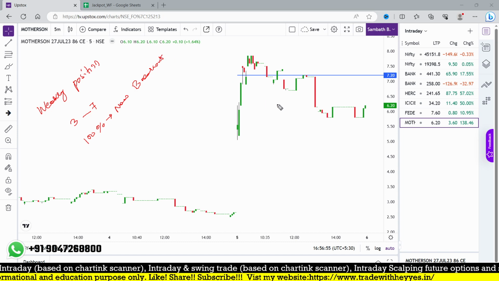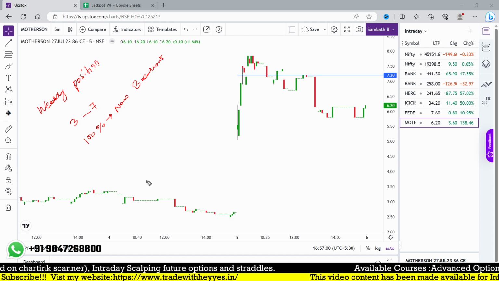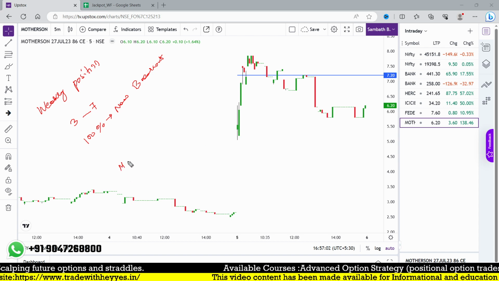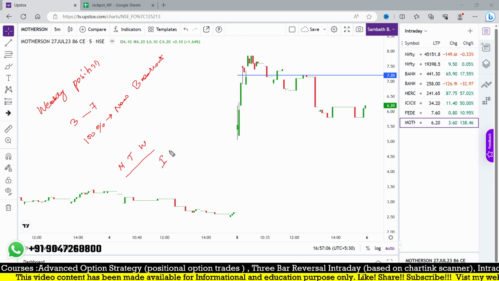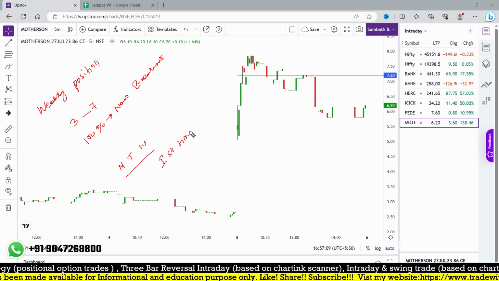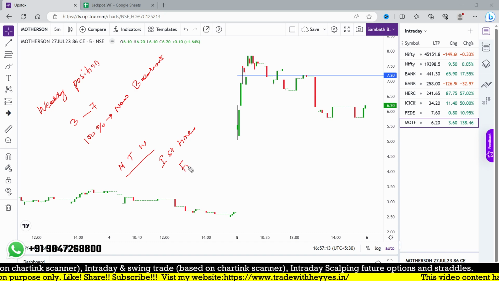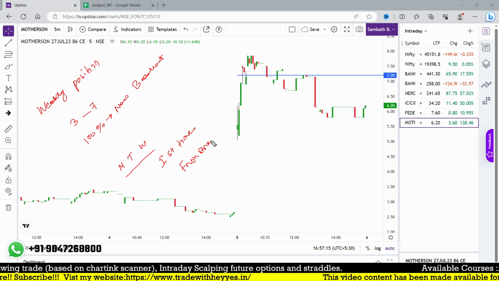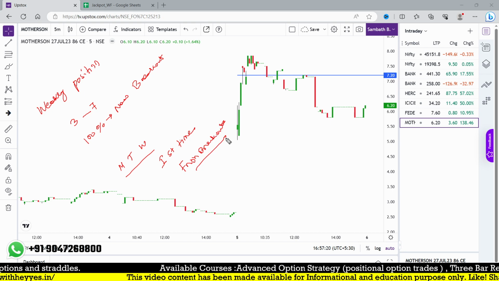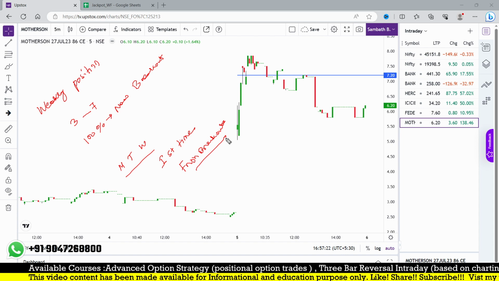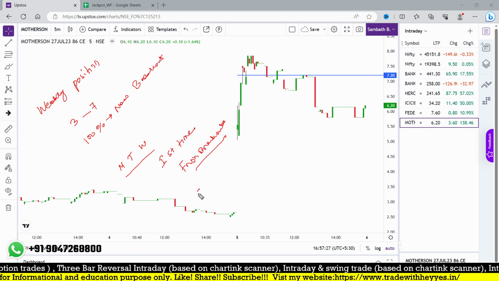It looks like this Motherson Sumi gave you the new breakout today, because from Monday, Tuesday, Wednesday, this is a first-time trigger. The first time the entry point is triggered, that is called a fresh breakout, and only those fresh breakout stocks I should focus on. Maybe you can avoid the others.